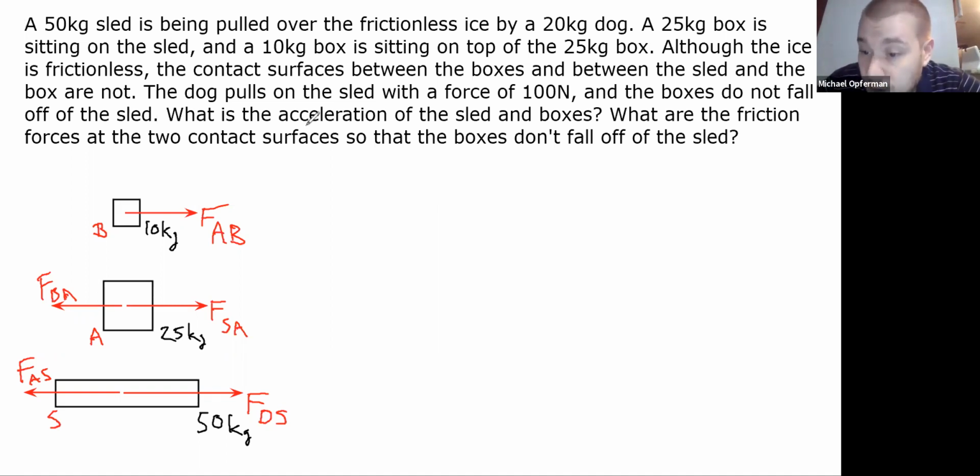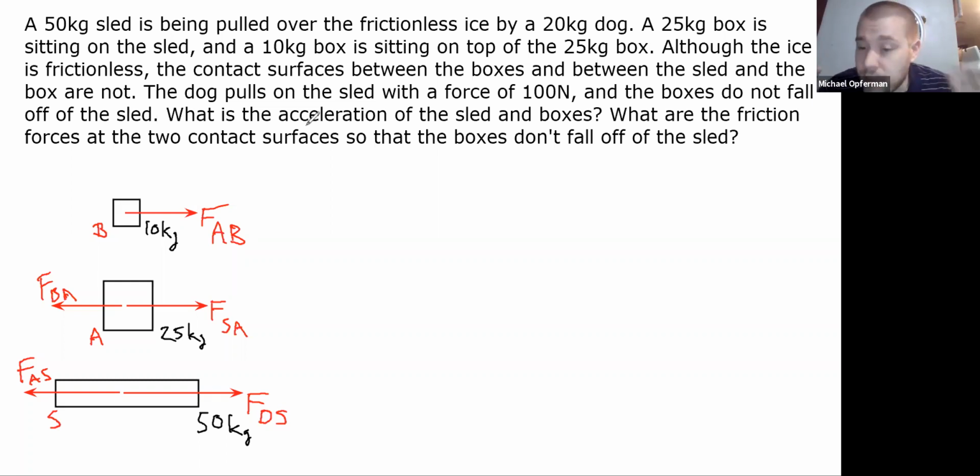FDS does not need a third law pair here. The reason why is, although every force in the universe has a third law pair, that doesn't necessarily mean that you actually care about the third law pair all the time. In this case, that's the force of the dog on the sled. So the third law pair for that would be the force of the sled on the dog. That force would go into the dog's free body diagram, but I'm not drawing the dog's free body diagram, so I don't really care. That's just the force that the dog feels pulling him backwards when he tries to pull the sled forwards, which is irrelevant so far for this problem, unless the question asks me something about the dog.